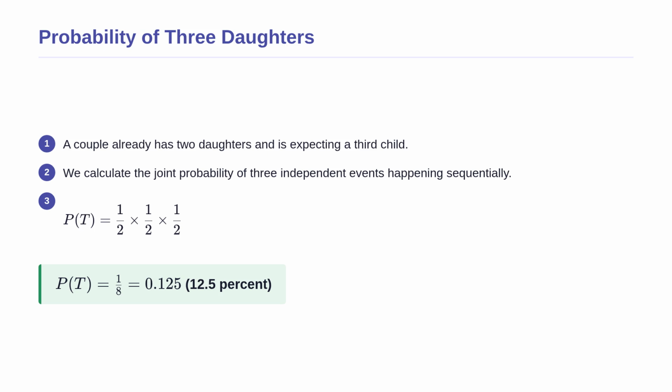We must calculate the joint probability of 3 independent events happening sequentially. We multiply 1/2 by 1/2 by 1/2. The final result is 1/8, which equals 0.125, or 12.5%.